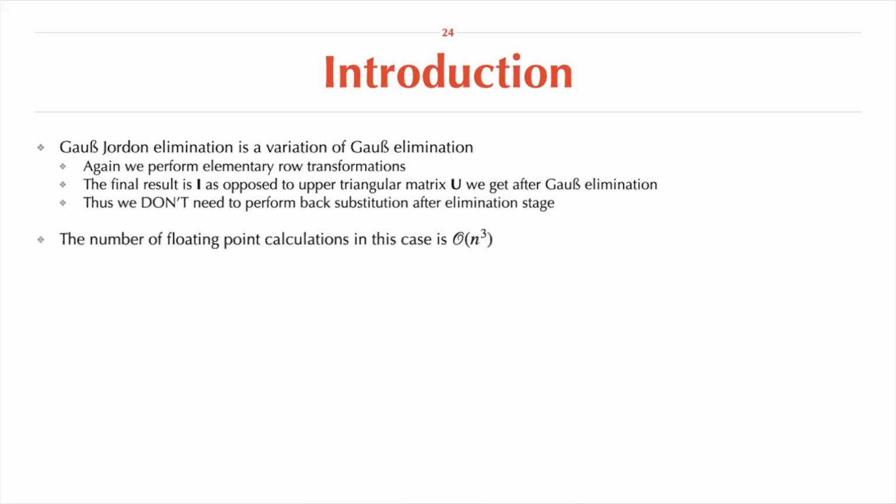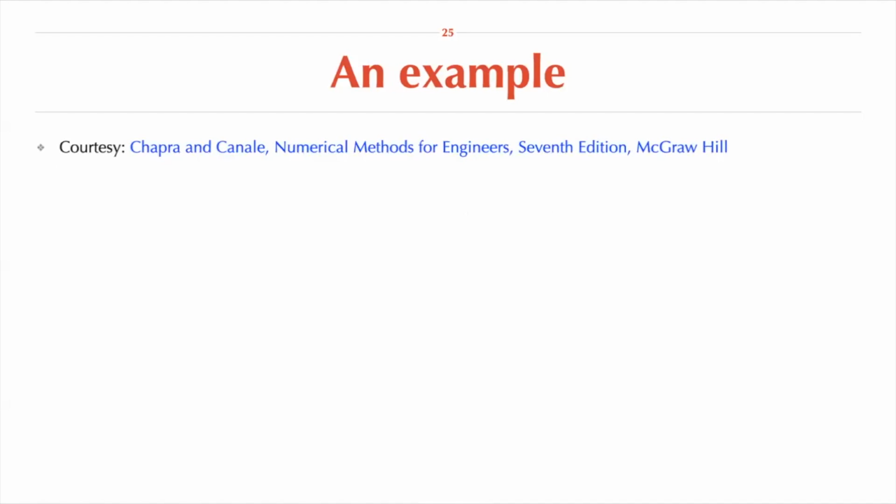In this case the number of floating point calculations, or flops, is O(n cube). This is worse than Gauss elimination, and this is understandable because you are trying to introduce ones on the diagonal. In the previous case you had an upper triangular matrix, but in this case you will have a diagonal form, not just diagonal but ones. So that's why it is wasteful. We usually don't use Gauss Jordan elimination, but maybe sometimes you may need it. There are some places, so I'll talk about this.